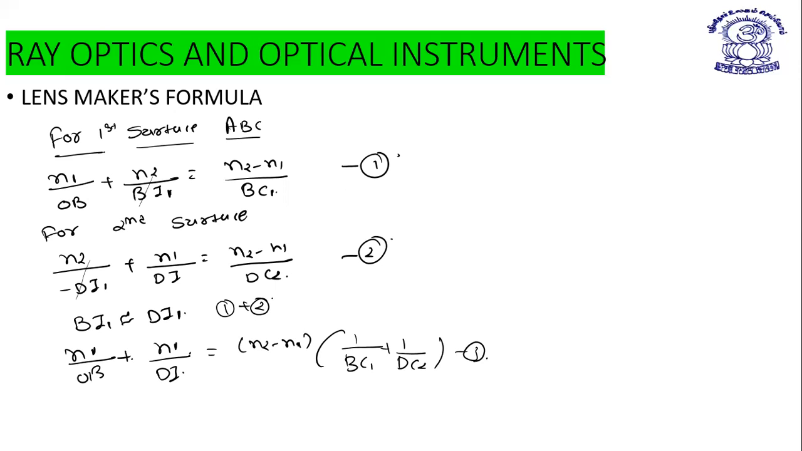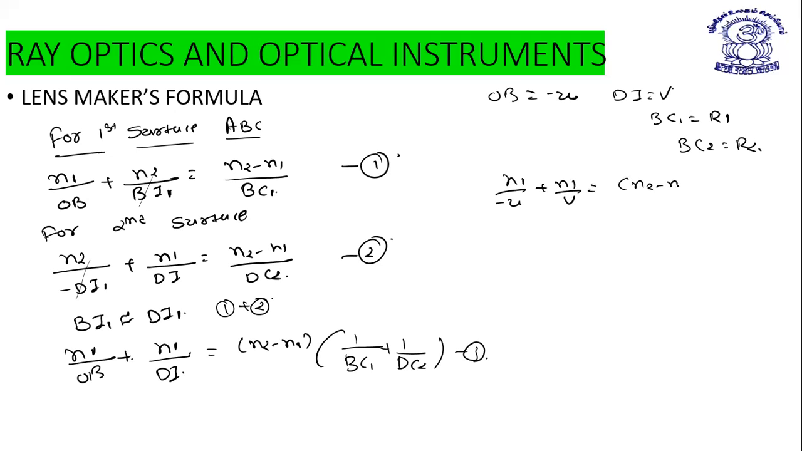Now, by using the sign convention, we can write OB is equal to minus U, DI is equal to V, and BC1 is equal to R1, BC2 is equal to R2. So our equation will become N1 upon minus U plus N1 upon V is equal to N2 minus N1 into 1 upon R1 minus 1 upon R2.